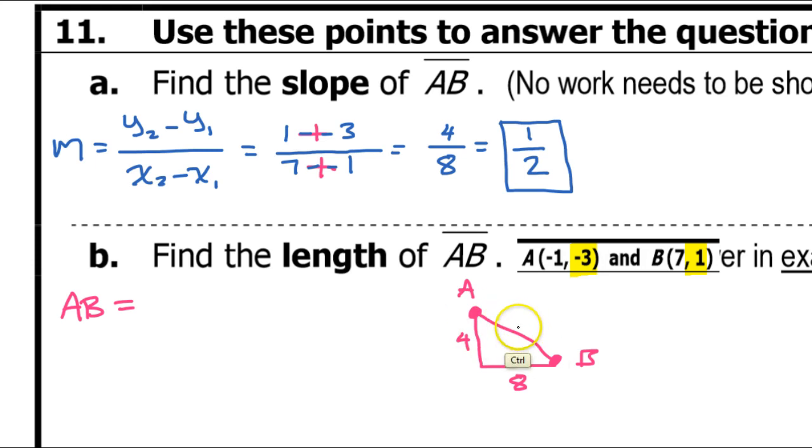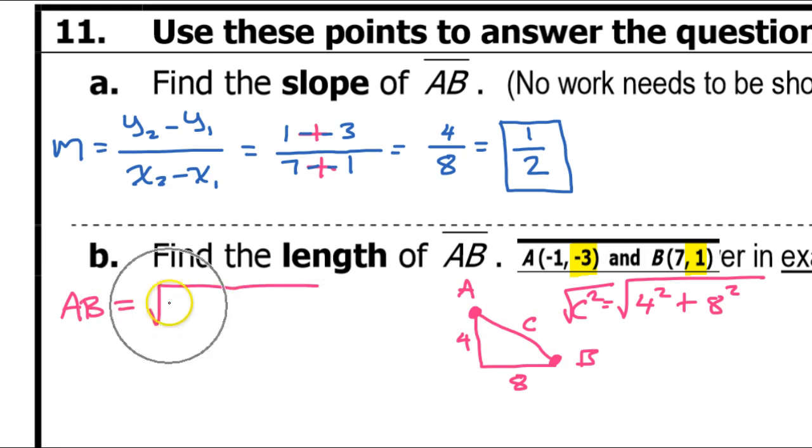So if I wanted to find the hypotenuse, that would be the Pythagorean theorem, right? If I call this c, then I would say that c squared is equal to a squared plus b squared. But then to get c by itself, I would have to take the square root of both sides. And then that would give me the length. So that means AB is equal to the square root of 4 squared plus 8 squared. Okay, that is one way to think of this.